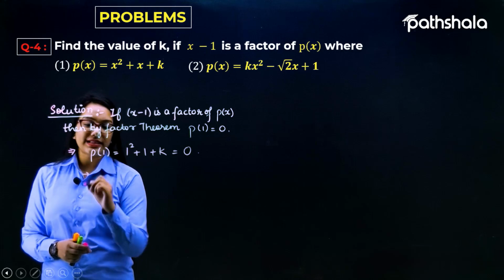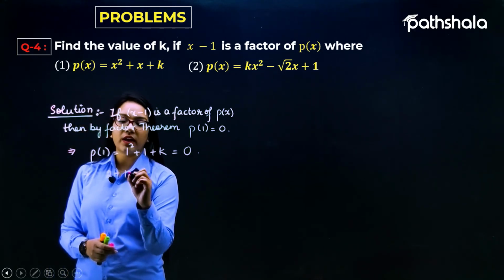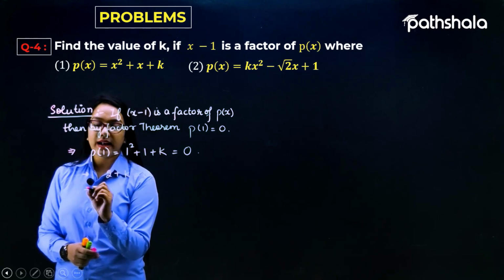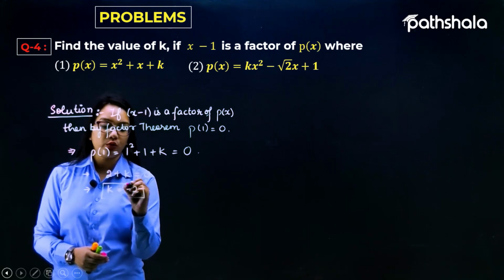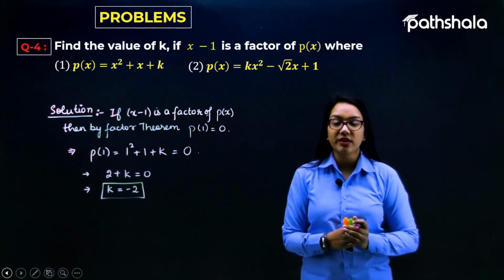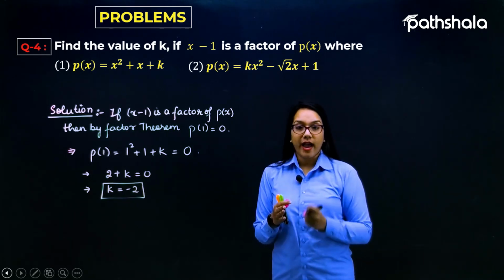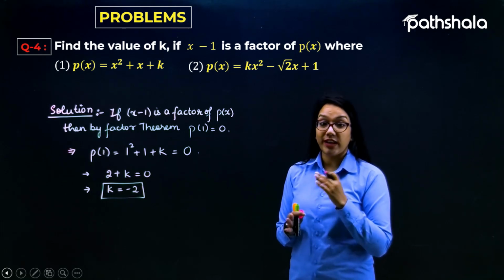So it implies that 1 squared plus 1 is 2, plus k, which is equal to 0, and hence at the end we are getting the answer k is equal to minus 2. So this is our answer for the very first part. By using the factor theorem, we have found the value of k as minus 2 for the very first part.